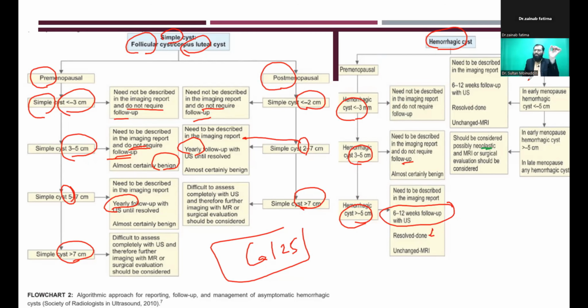Similarly, in postmenopausal female, if it is less than 5 centimeters, it needs to be described and 6 to 12 week follow-up has to be there. In early menopause, hemorrhagic cyst more than 5 centimeters should be considered possibly neoplastic, and MR or surgical evaluation should be considered. Now, there are few tumors which just look like hemorrhagic cyst, and hence, in those cases, MR has to be done.